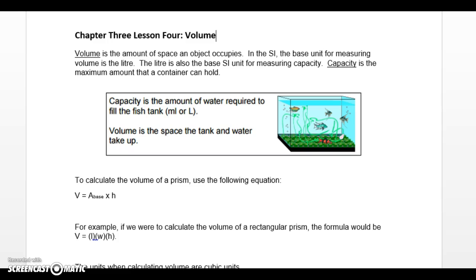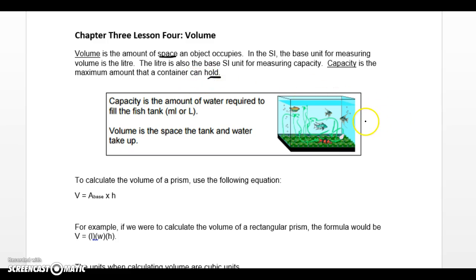In this video, we're going to look at lesson 4 from chapter 3, which is talking about volume. Volume is the amount of space an object occupies, and in the SI units, the base unit for measuring volume is typically the liter, but we can also use the liter to measure capacity. Capacity is the maximum amount that a container can hold. So let's just recap volume and capacity. Those are two definitions that can sound very similar, but volume is the amount of space an object takes up, whereas capacity is how much it can hold.